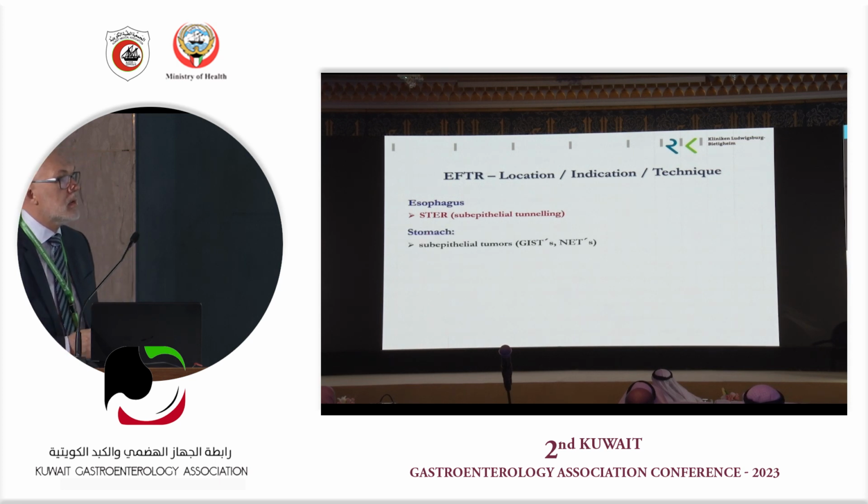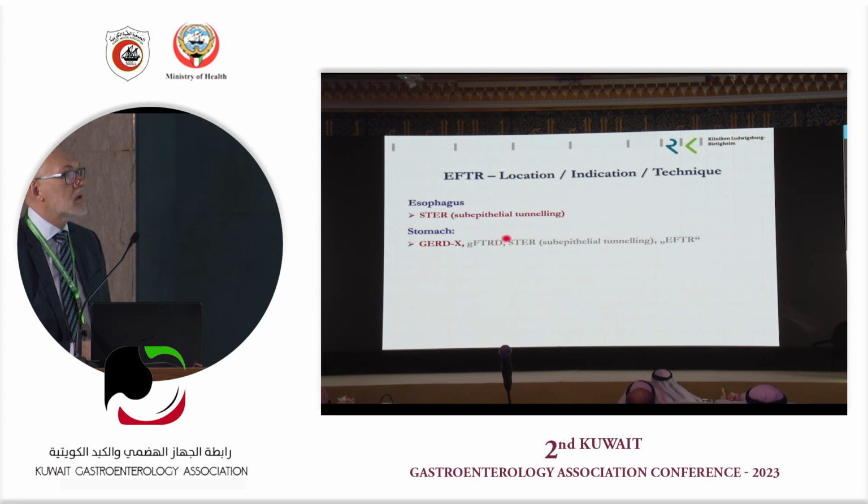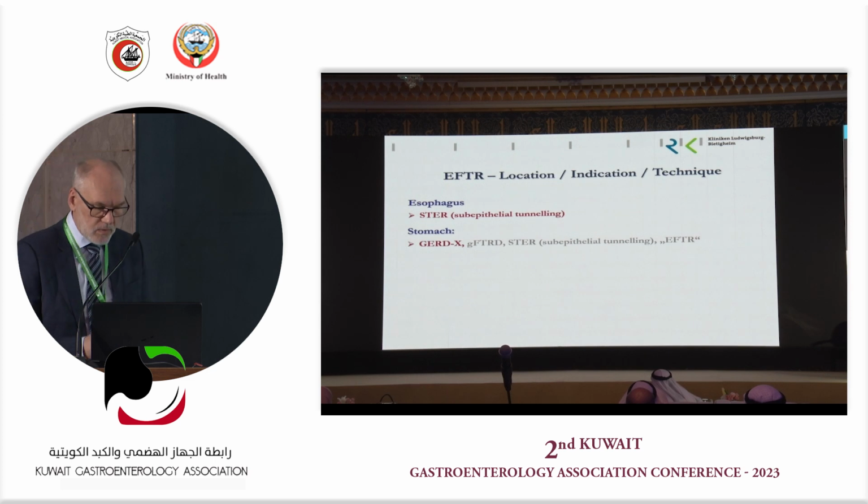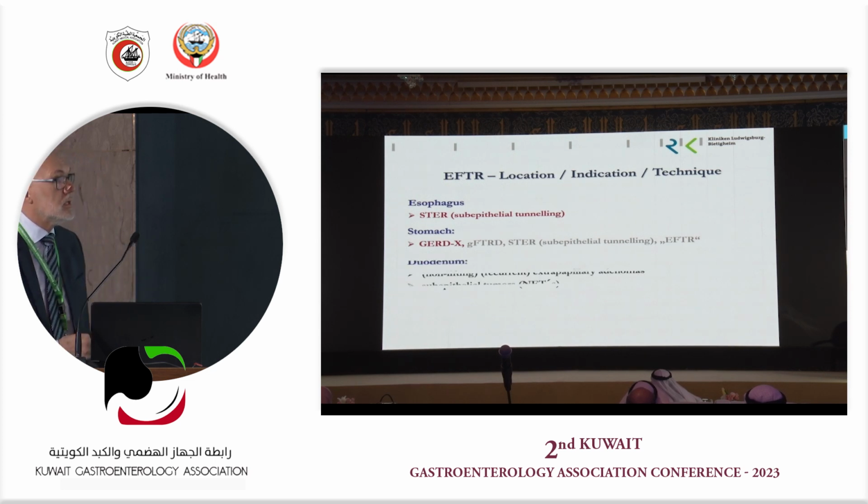In the stomach, you're also dealing with subepithelial tumors, but these you need to resect, at least when they are 2 centimeters and larger. It's about GISTs and neuroendocrine tumors. And there, for the big ones, you take the GERD-X device. For the smaller ones, you take the FTRD system. You can go for subepithelial tunneling, but it's much more cumbersome than in the esophagus or at the GE junction.